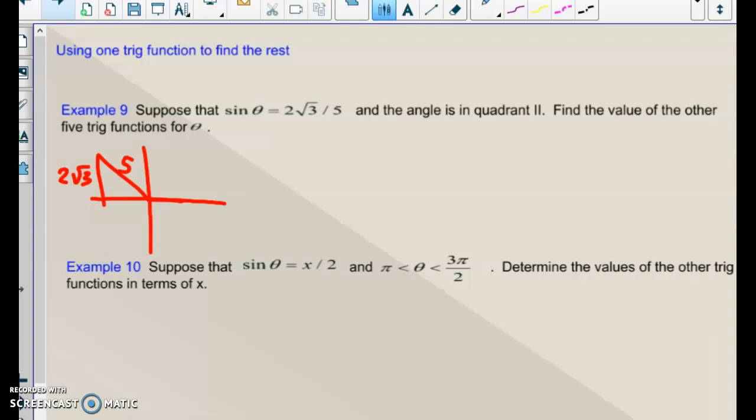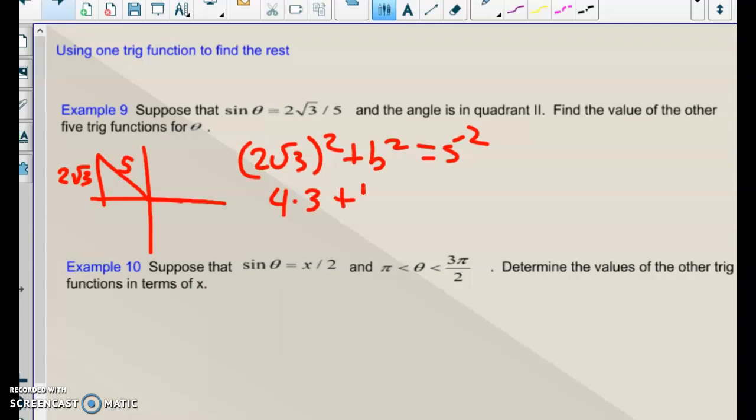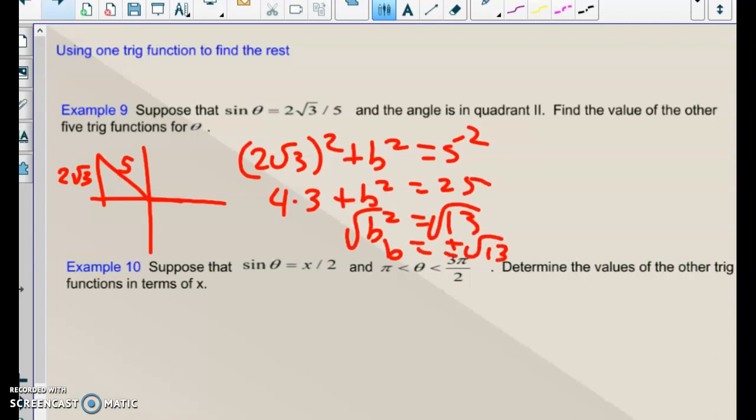Oftentimes kids get confused when they'll say like the sine of theta is equal to 1 or something like that, and you don't get two numbers. Well, you can always put it over another 1 to make the fraction. And then we have to use our friend Pythagoras to get the other number. So I'm going to take 2√3 squared plus b squared equals 5 squared. And I get 4 times 3 plus b squared equals 25. B squared equals 13, b equals plus or minus root 13.